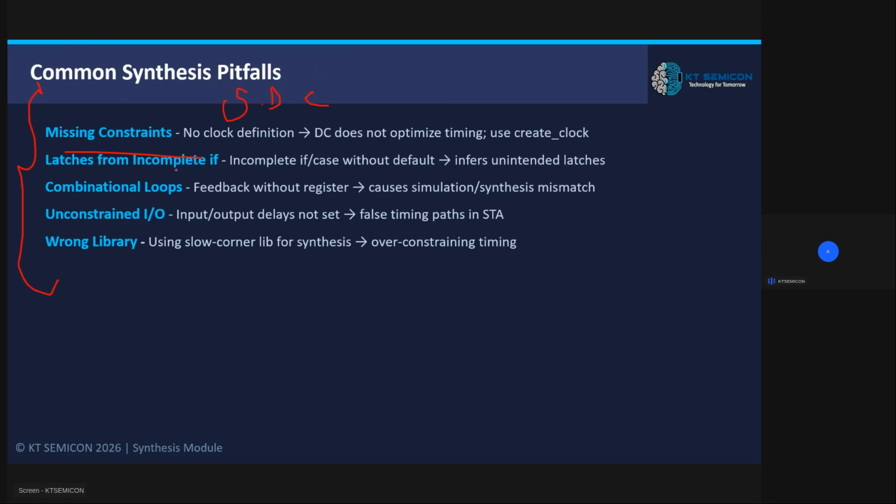And latch from incomplete if-case without default, which means we write some if-case logic and forget to close the case, then also it will throw an error. And combinational loops, feedback without registers. We are using a flop, but there is no use of that flop, which means there is no input for this particular flop. At that time it will throw an error as combinational loops, and also some unconstrained inputs. So these are some of the issues while we are doing the synthesis process.